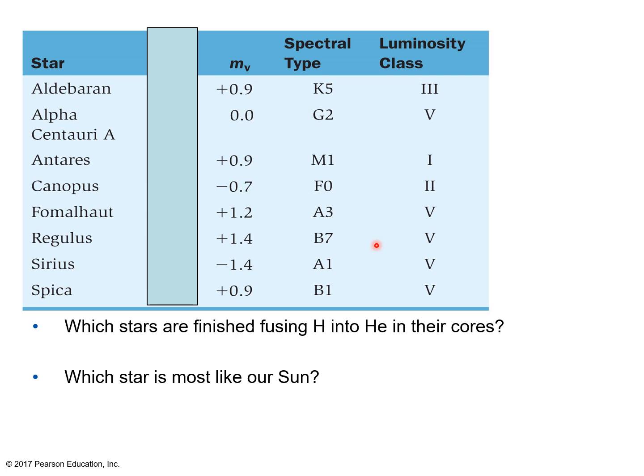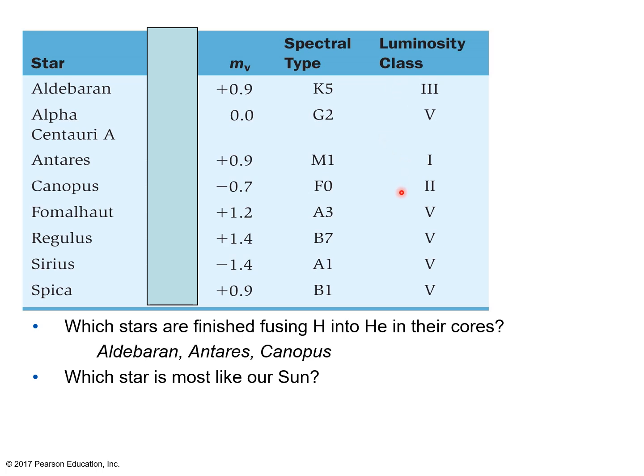So we're going to look in the luminosity classes. And here we see the last 4 on this table are 5s. Those are main sequence stars. And the 4 above it are non-main sequence. Here we have Aldebaran is 3, which is a giant. Alpha Centauri A, well, that's a 5 also, so that's main sequence. Antares is 1. Canopus is 2. So we're going to go with Aldebaran, Antares, and Canopus.